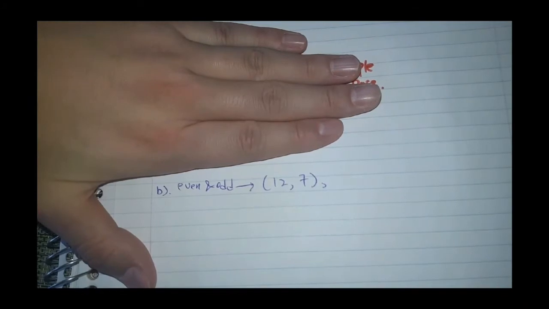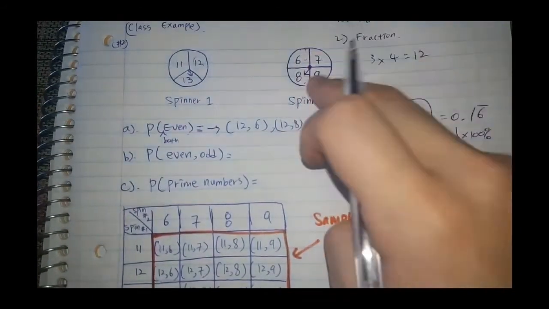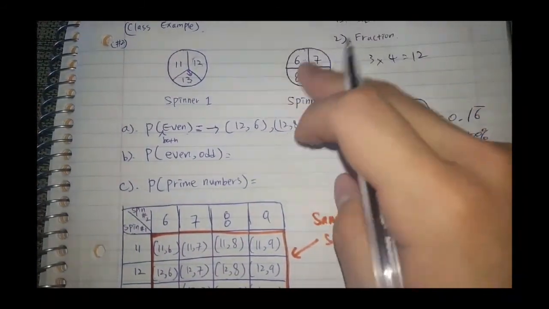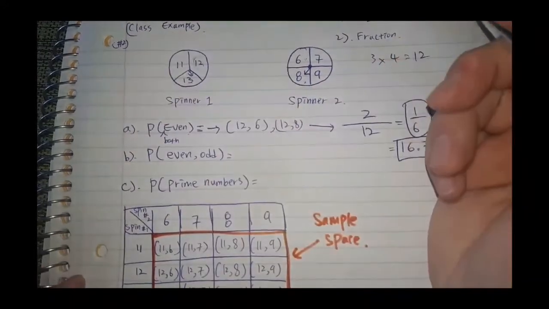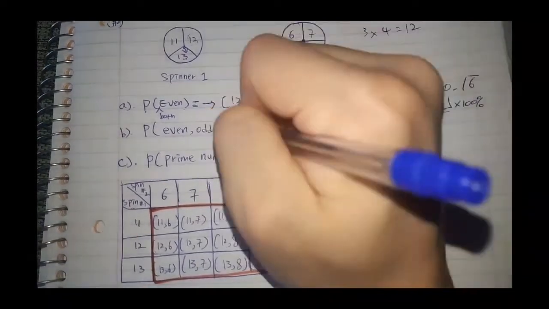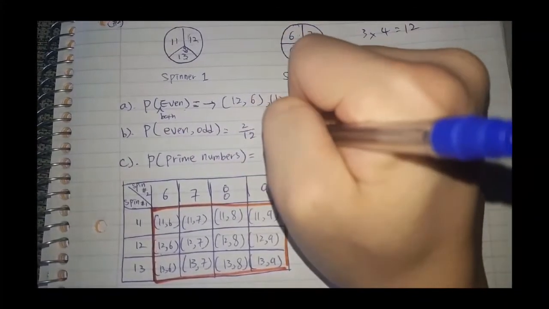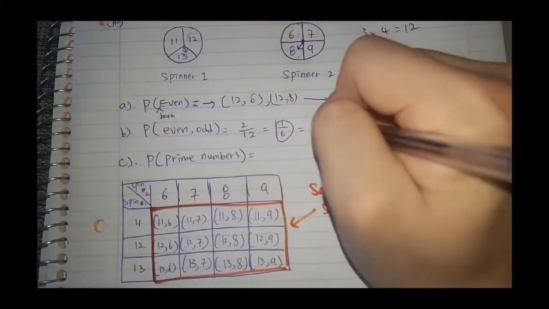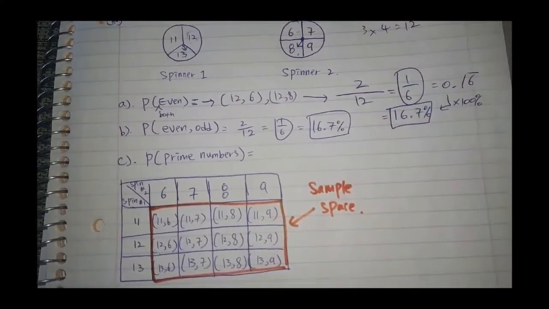12 and 7, that's 1. The next one is 12 and 9. And that's about it. Because like I said, 6 and 8, it is 50 odd, 50 even, 50 odd. When it comes to the next one, 1 out of 3 is even, 2 out of 3 is odd. So long story short, this is the same situation, 2 over 12, which is equivalent to 1 over 6. And that eventually equals 16.7% possibility. The next one is tricky, prime number.